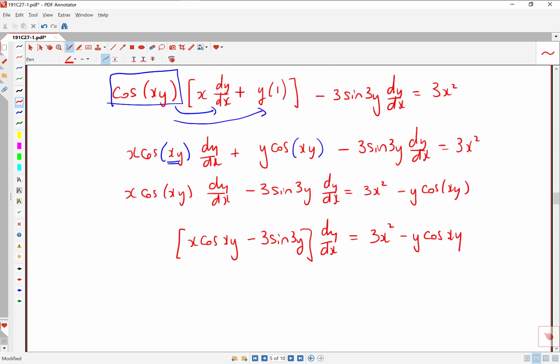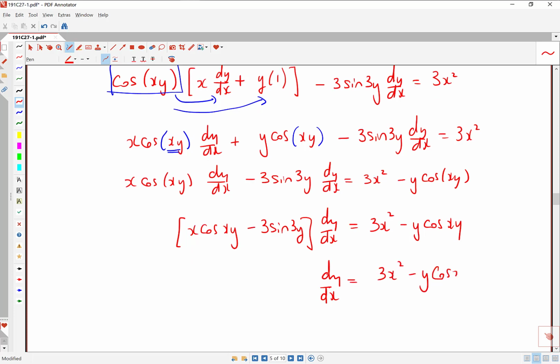So final step here, we're going to divide through. dy by dx equals 3x squared minus y cos of xy over x cos of xy minus 3 sine of 3y. So this last problem was a challenge one because it was multi-concept.